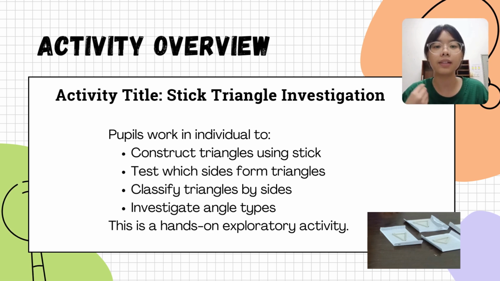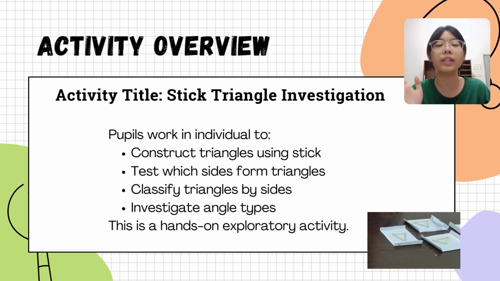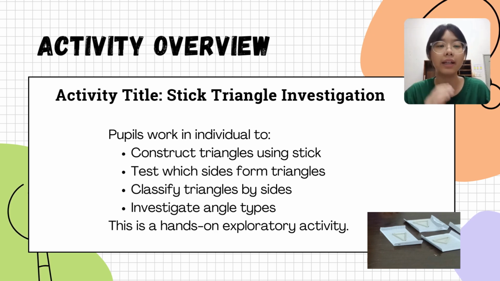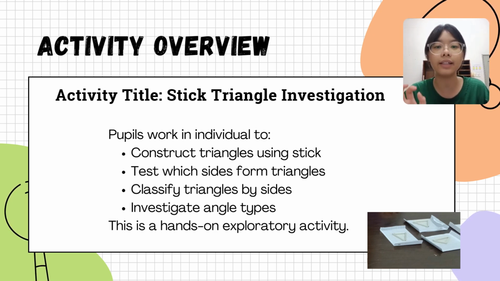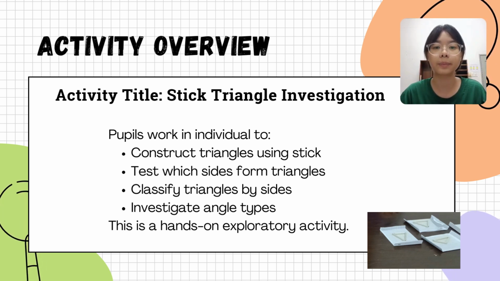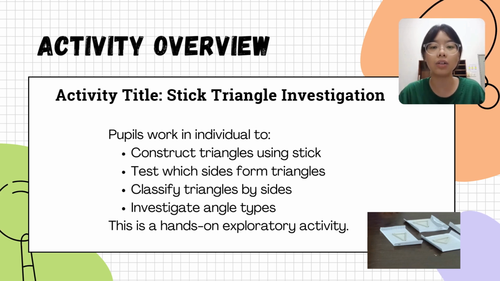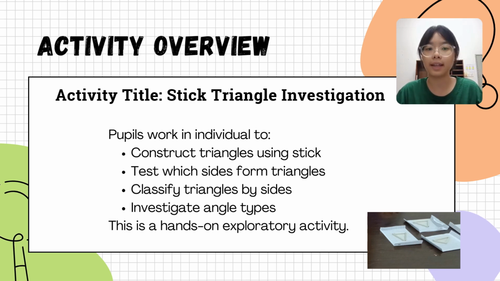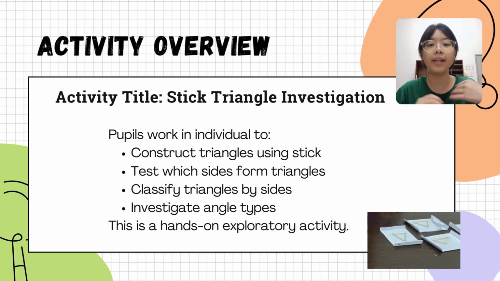Next, pupils classify the triangles according to their different sides, such as equilateral triangle, isosceles triangle, right angle triangle, and scalene triangle. After that, they further investigate the types of angle formed within the triangles, identifying whether they are right angle, acute angle, or obtuse angle. Overall, this is a hands-on exploratory activity that encourages pupils to learn through active manipulation, investigation, and discussion rather than passive listening.